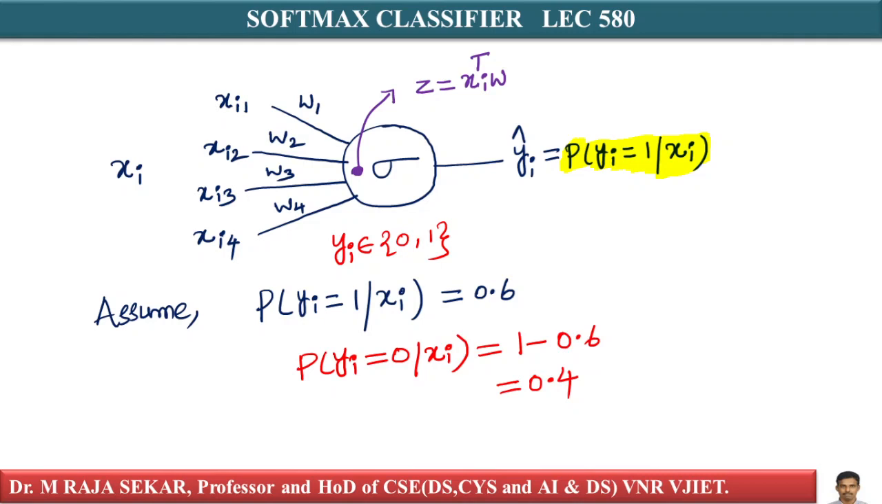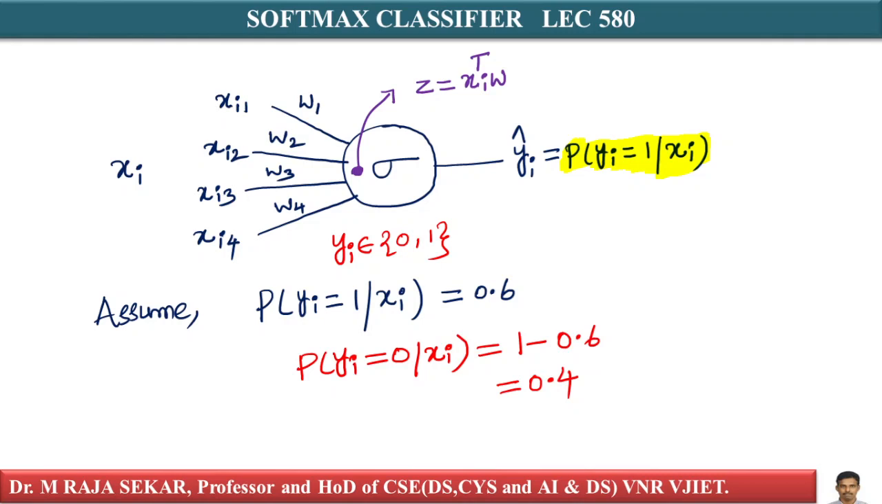This is a probabilistic interpretation of logistic regression. If I have just this probability that it belongs to 1, meaning the probability of yi equal to 1 given xi, then you will get the probability of belonging to the other class.